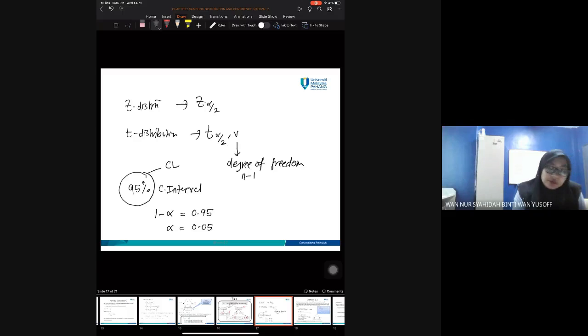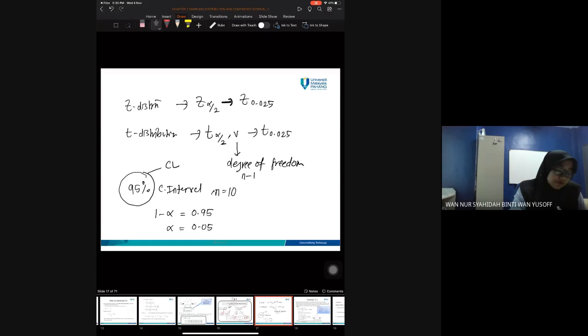So here we need alpha over 2. So divide the alpha by 2, so 0.025. And here we need T alpha over 2, 0.025, nu n minus 1. So for example, if we have n equal to 10, we have 9 here. So how to find the value?